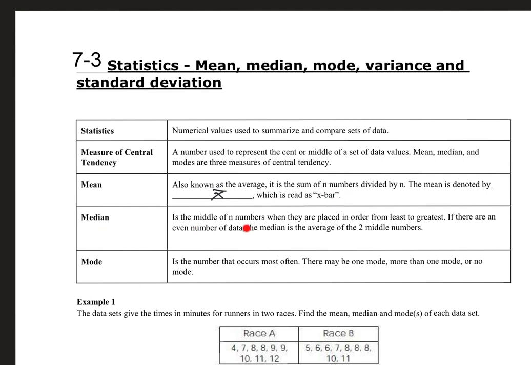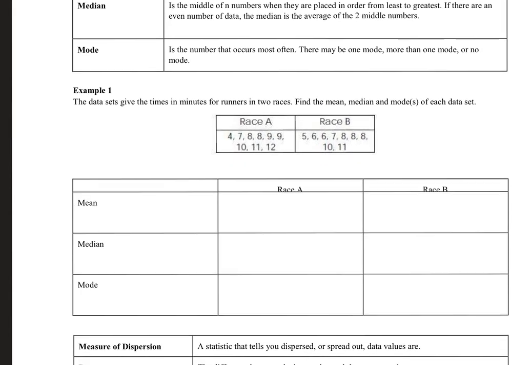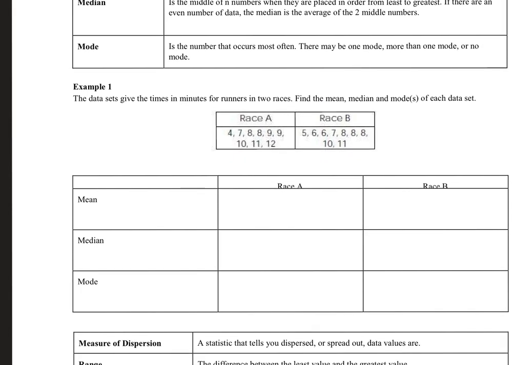Median. This is the middle of n numbers. So you have to put them in order from least to greatest, and then it's the very middle number. And mode is the most frequent number. It's the number that occurs most often. So I'll show you some examples of that. If one number keeps showing up more often than the others, then that's the mode. And there could be more than one mode. There might be a two-way tie, or three-way tie, or something like that. That's possible.